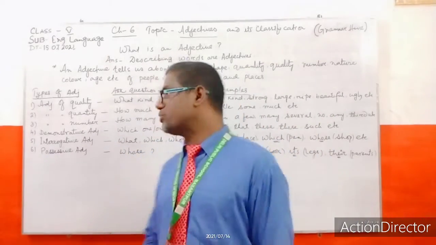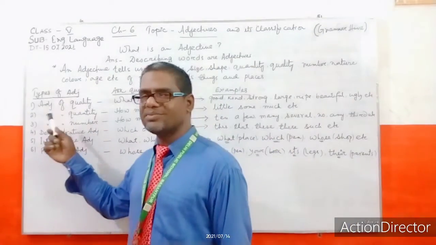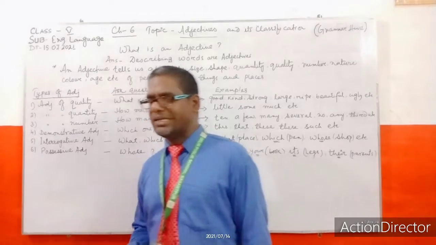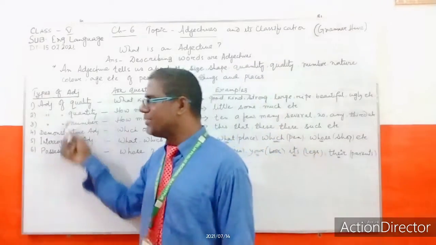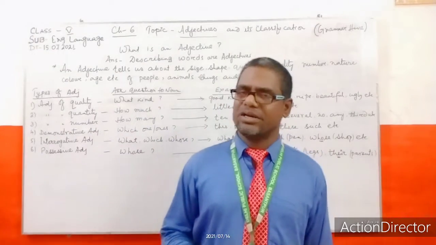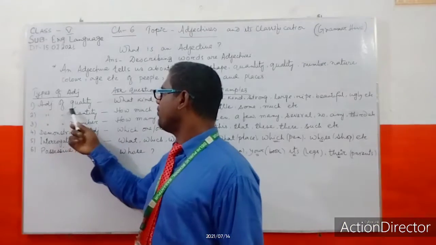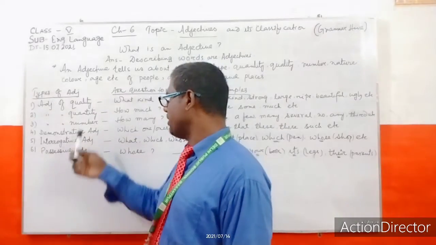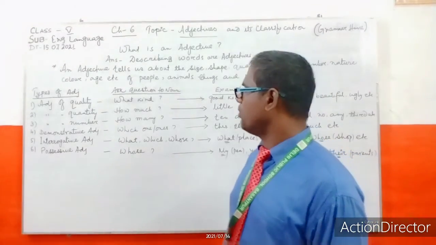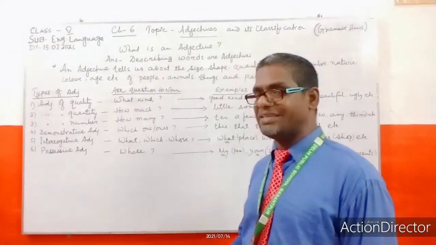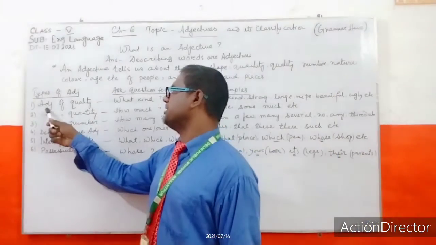Okay? Now come to the types of adjectives. What are the divisions of adjectives? How many types of adjectives are there? There are 8 types of adjectives. But in your book, it is written 6 types. That's why I will discuss just 6 types. Okay? What are those? Adjective of quality. If you ask a noun a question, what kind? The answer will come, and that word will be an adjective, and that adjective is the adjective of quality.